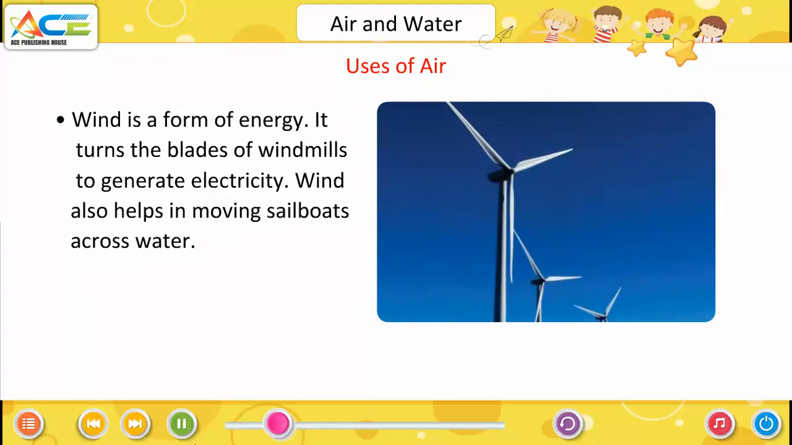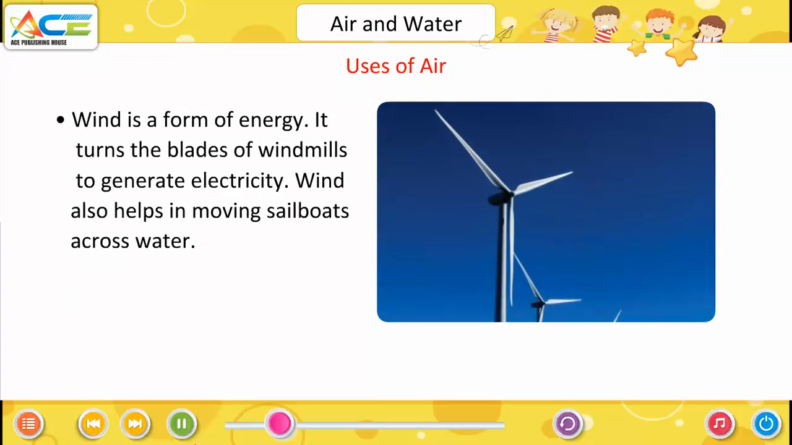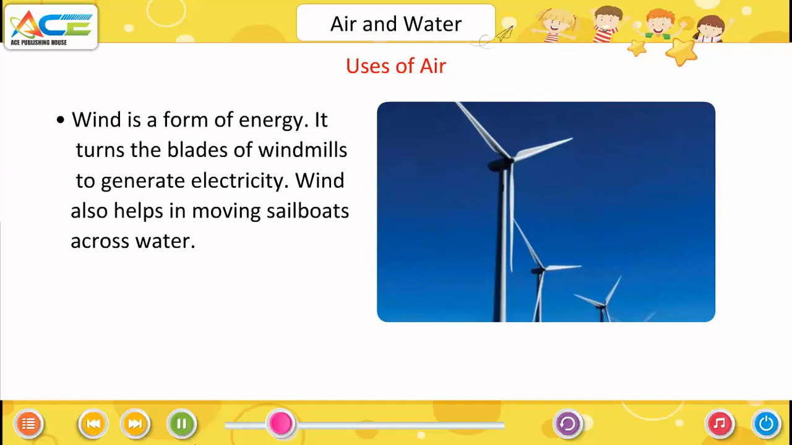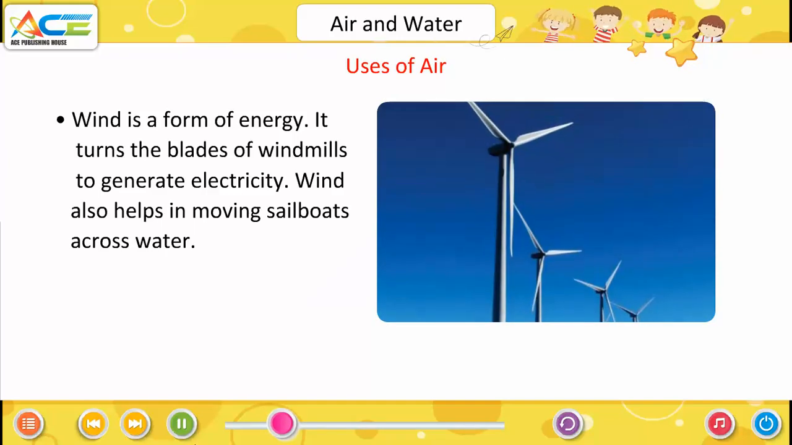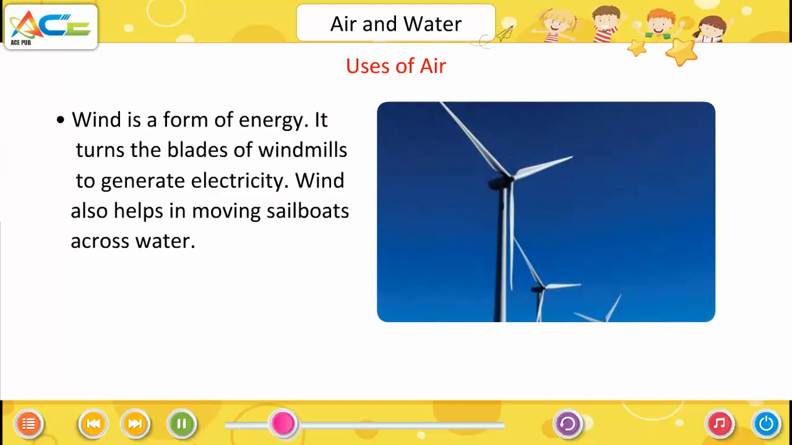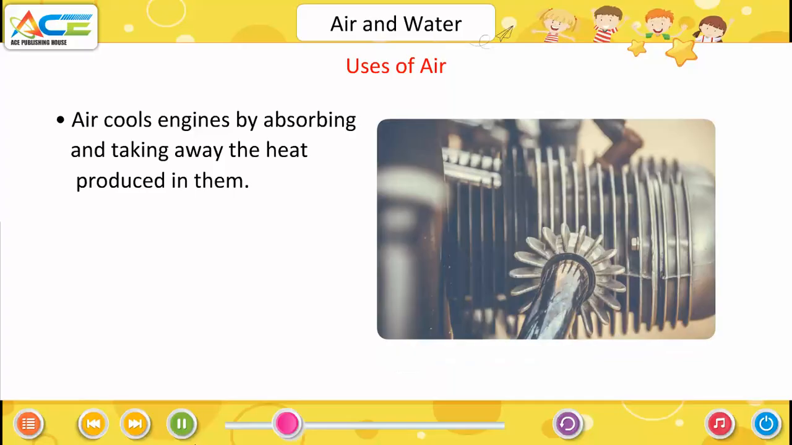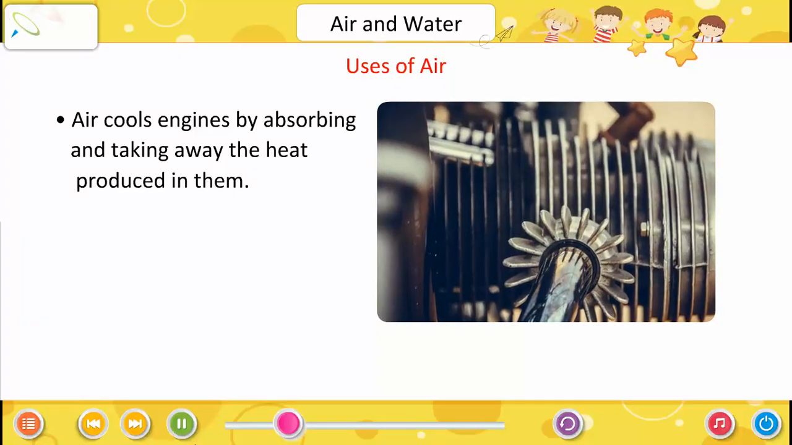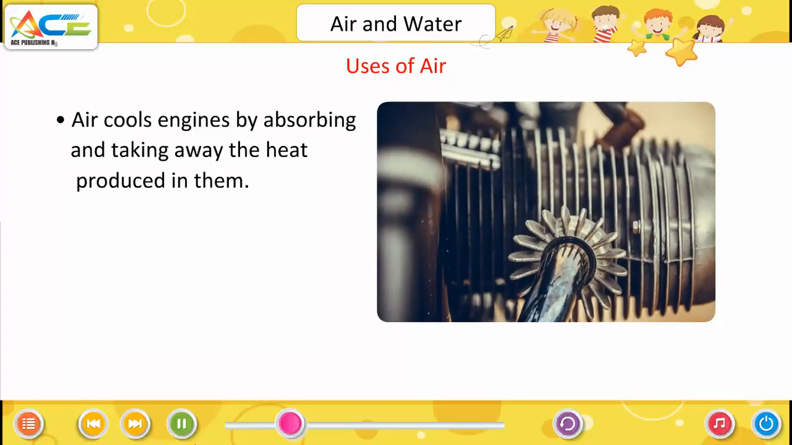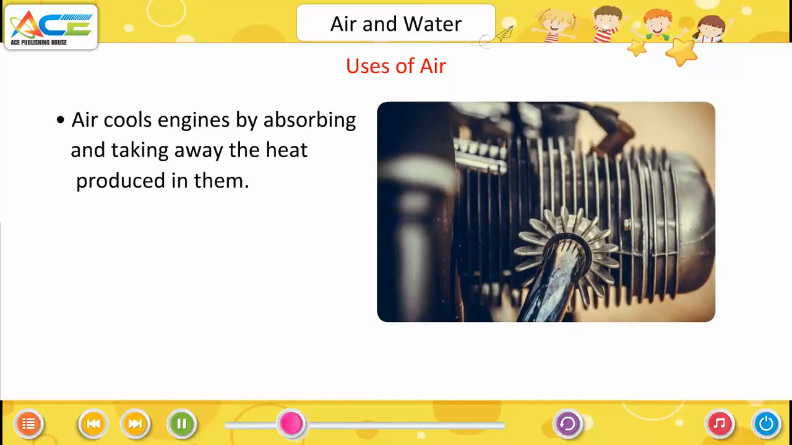Wind is a form of energy. It turns the blades of windmills to generate electricity. Wind also helps in moving sailboats across water. Air cools engines by absorbing and taking away the heat produced in them.